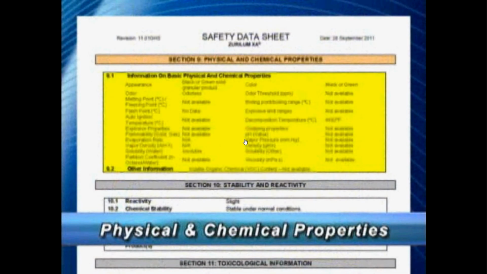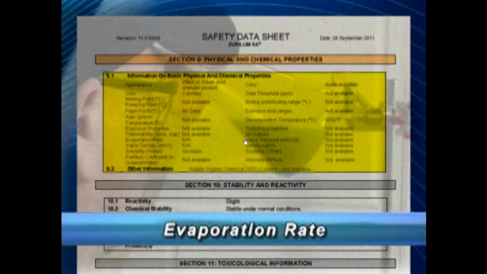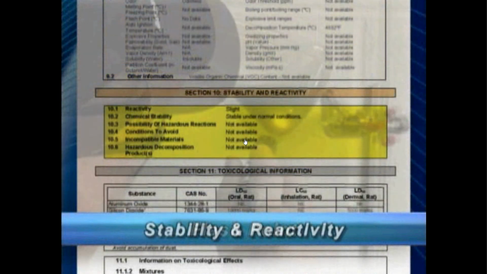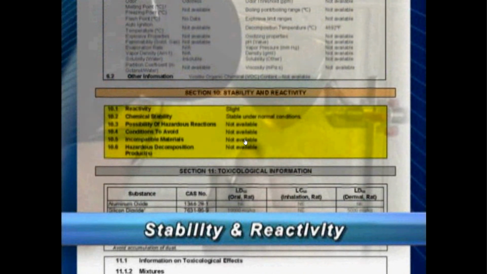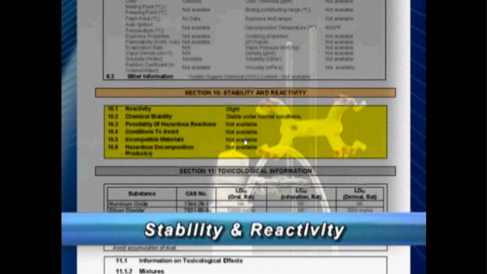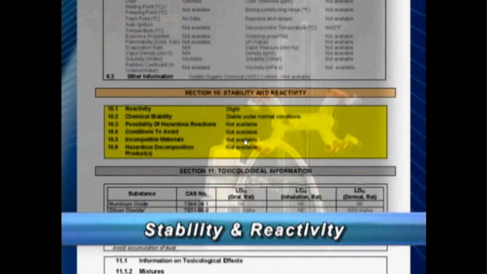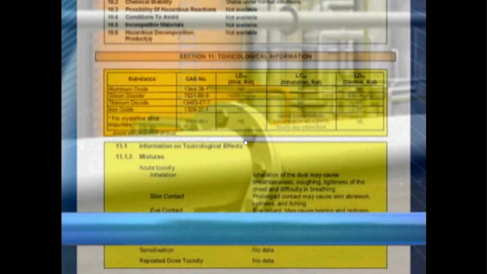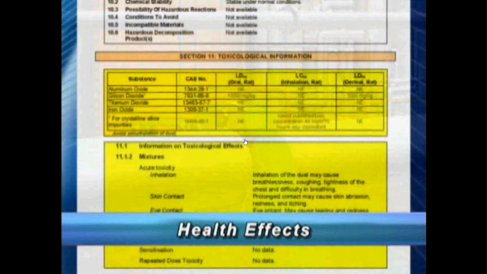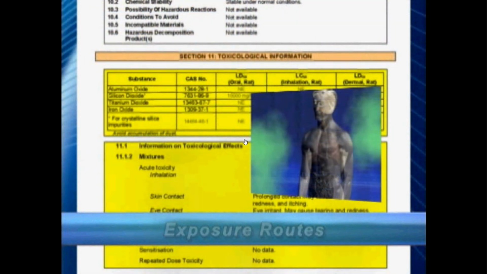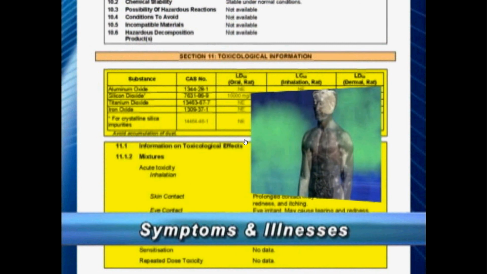Important physical and chemical properties are listed in Section 9, including odor threshold, evaporation rate, and flash point. Section 10 deals with stability and reactivity. In other words, how stable is the chemical, and are hazardous reactions to incompatible materials or specific environmental conditions a possibility? Section 11 provides a concise but complete description of the various health effects caused by contact with the chemical. Information includes likely routes of exposure and the symptoms and illnesses that can develop.